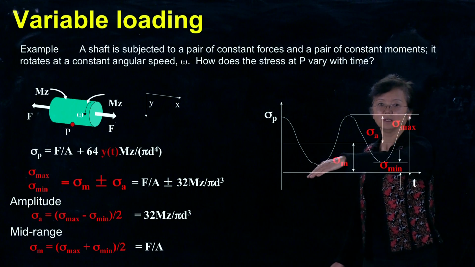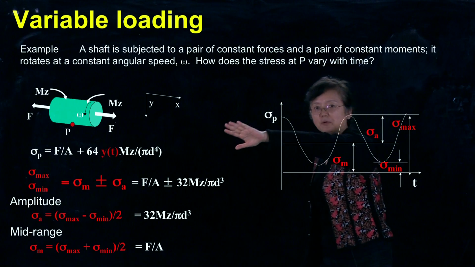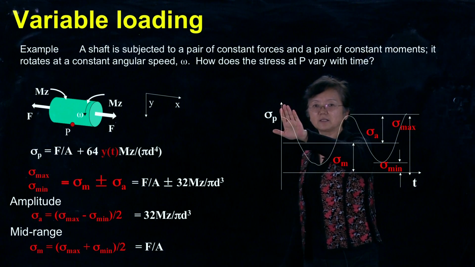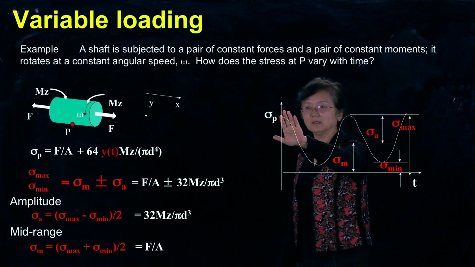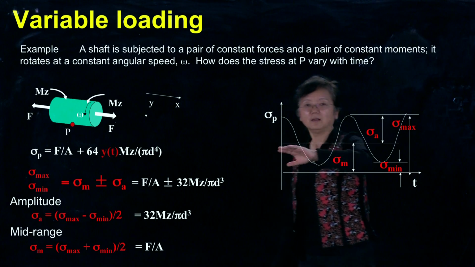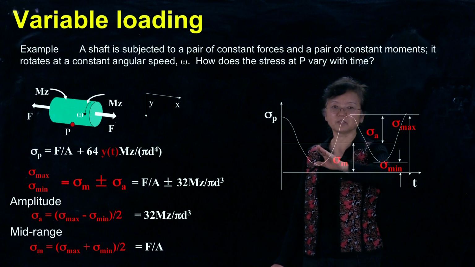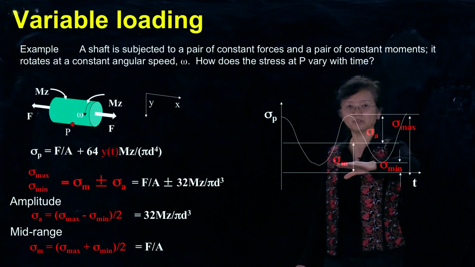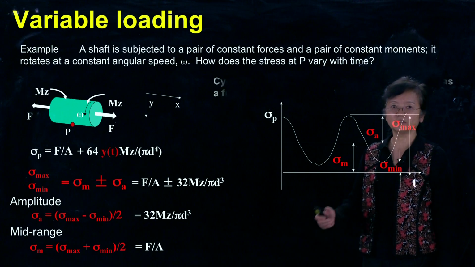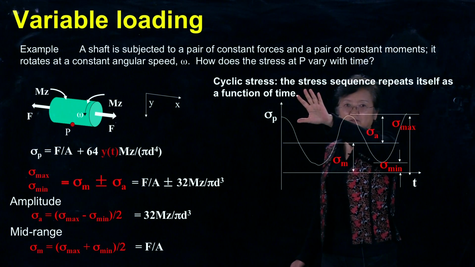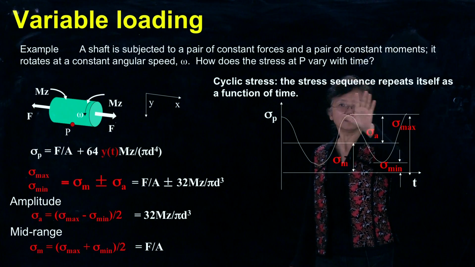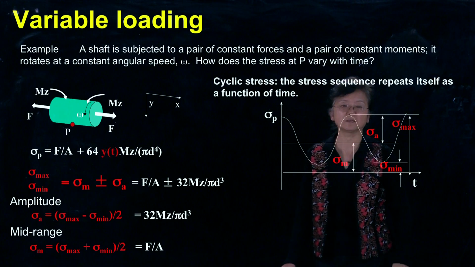So this is the stress at the point P as a function of time. At the beginning, it starts at its maximum. That means both stresses are positive, maximum. And then it changes as a function of time. It reaches the minimum, and so on and so forth. It repeats itself. Such a stress that repeats itself as a function of time is called cyclic stress.